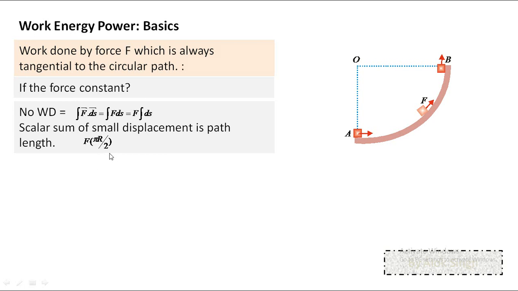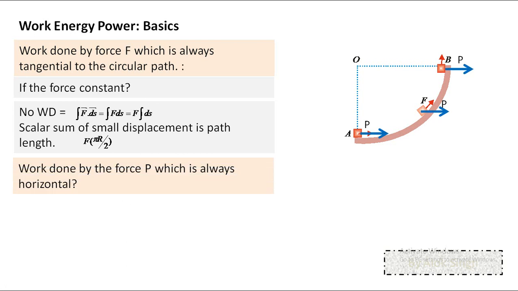So this is an important point: if the angle is 0 or constant, we can find out work done with this method. In this particular case, angle was 0. If the angle was constant also, we could have used the same method to find out the work done. Integration of scalar quantity ds is equal to path length. That's an important point you should remember.